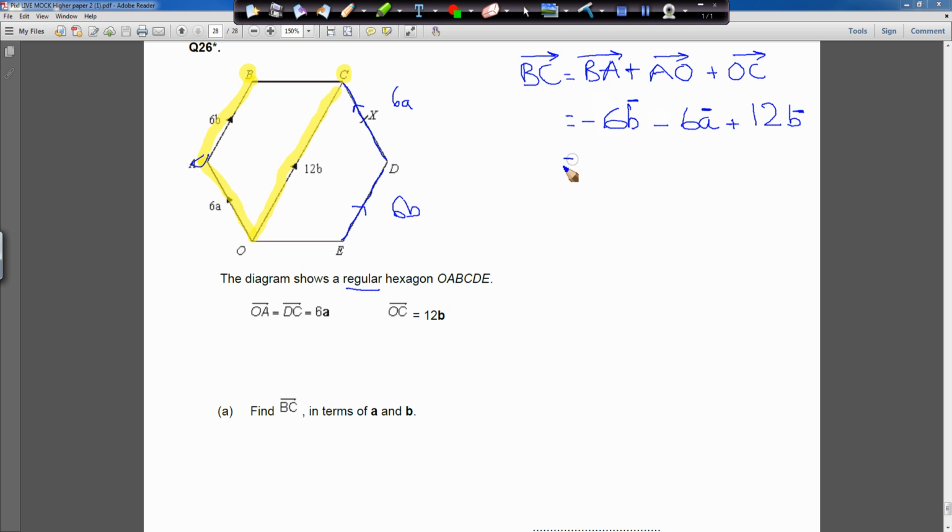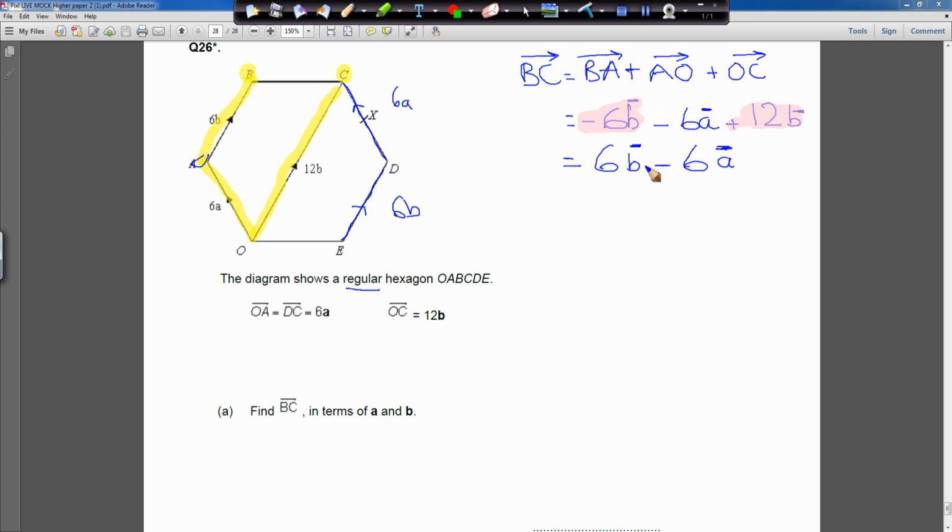Now we need to simplify all of this, adding like terms. If we look at the like terms, what do we have? We have minus 6b here and a plus 12b here. So these are like terms, so we can add them up. Minus 6b and plus 12b is like saying I have 12 bananas and minus 6 bananas, so I am left with 6 bananas. So you could write 6b first, and then minus 6a. That gets left as it is.